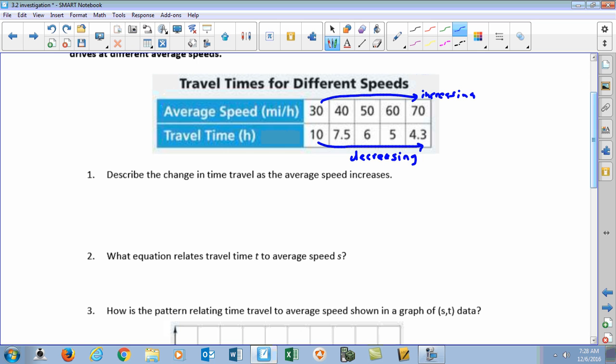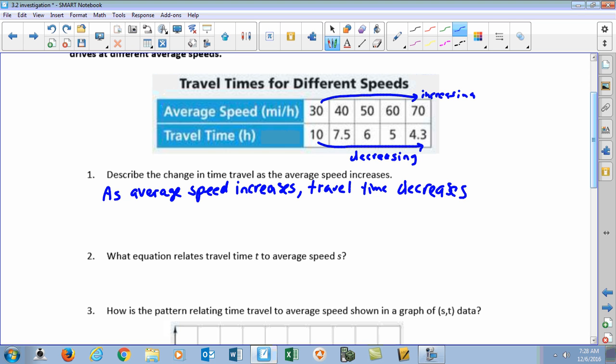So again, as average speed increases, travel time decreases. And again, this is the most important thing, at a non-constant rate of change, because that's telling everybody right now it's not linear.